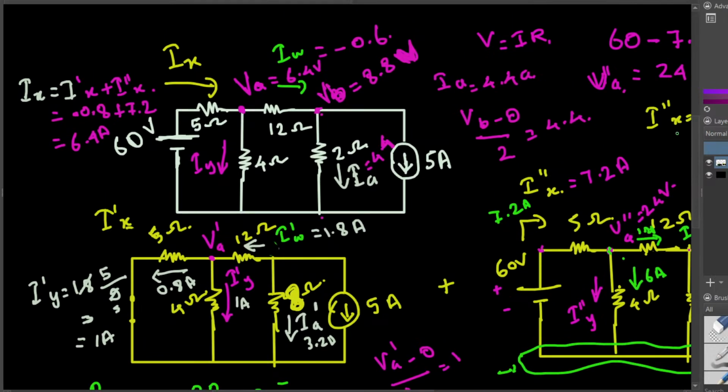And if you want to go further and find out all the currents, you can do that too. And it makes sense right here. You can see this. Wait a minute. Yeah, that's basically it.